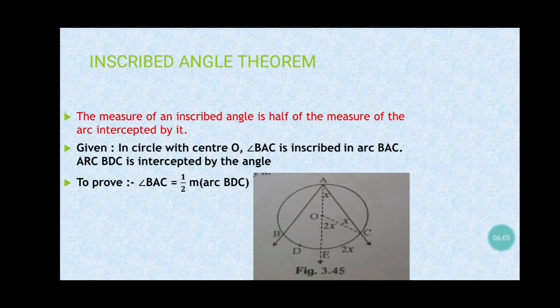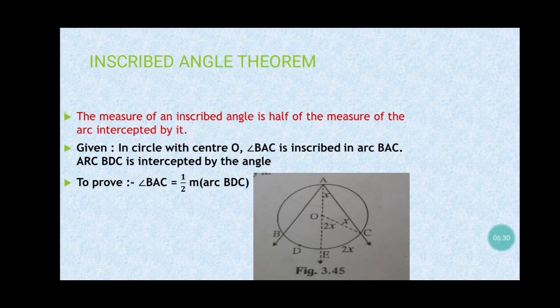Okay. And intercepted by arc BDC. This is arc BDC. The arc opposite to it, just remember that, is the intercepted arc. Okay. Now what we have to prove? We have to prove that angle BAC is half the measure of arc BDC.